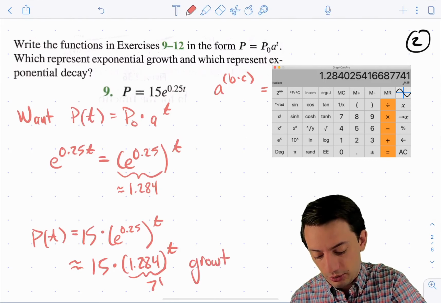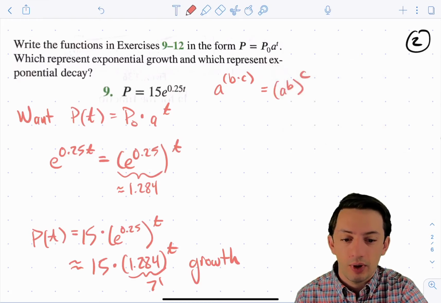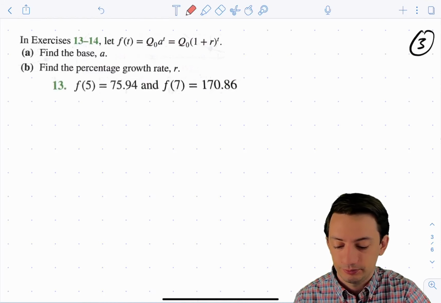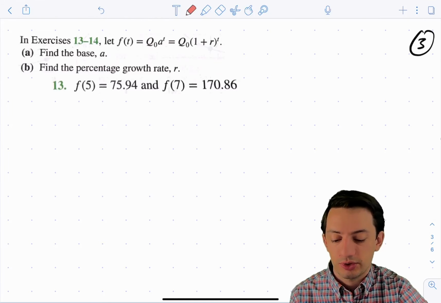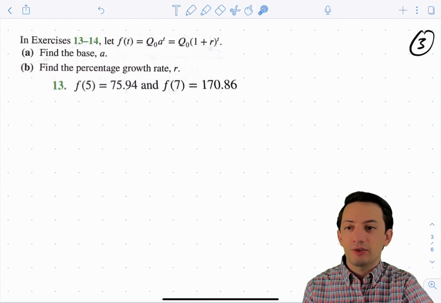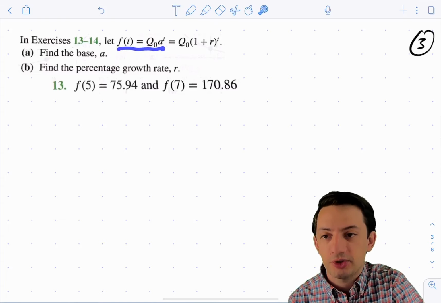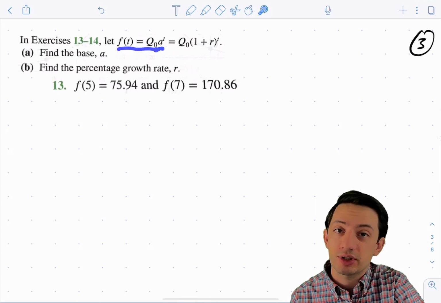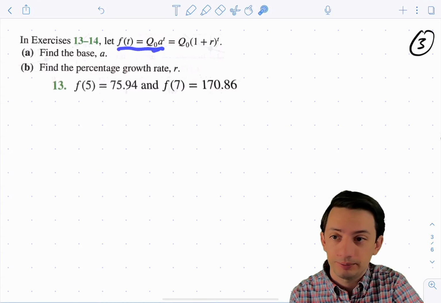OK, that wasn't too hard. Let's take the calculator away for now and move on to question number 3. Here we've got 2 parts. They give us the form of a function. This is our general exponential form. You shouldn't be confused by the fact that they use q instead of p. These are just letters, and you can use any letter you want.